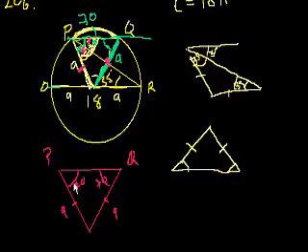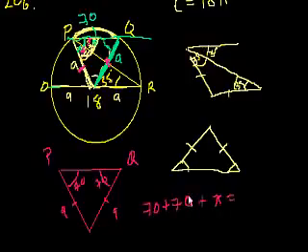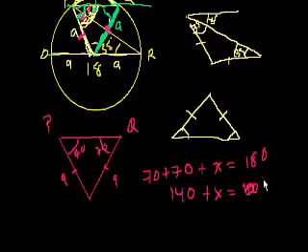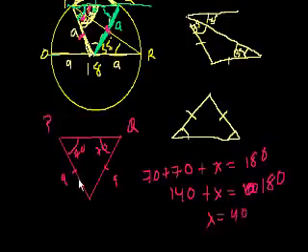So if this angle is 70 degrees, this angle is 70 degrees, then this angle has to be what? 70 plus 70 plus x is equal to 180 degrees. 140 plus x is equal to 180. Sorry, my brain was skipping ahead. x is equal to 40 degrees. Okay, so that angle is 40 degrees, which is the same thing as that angle.